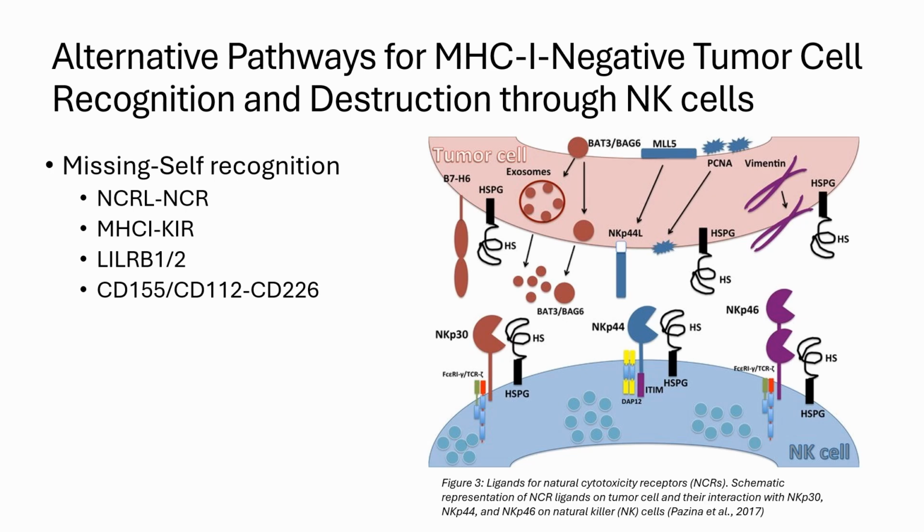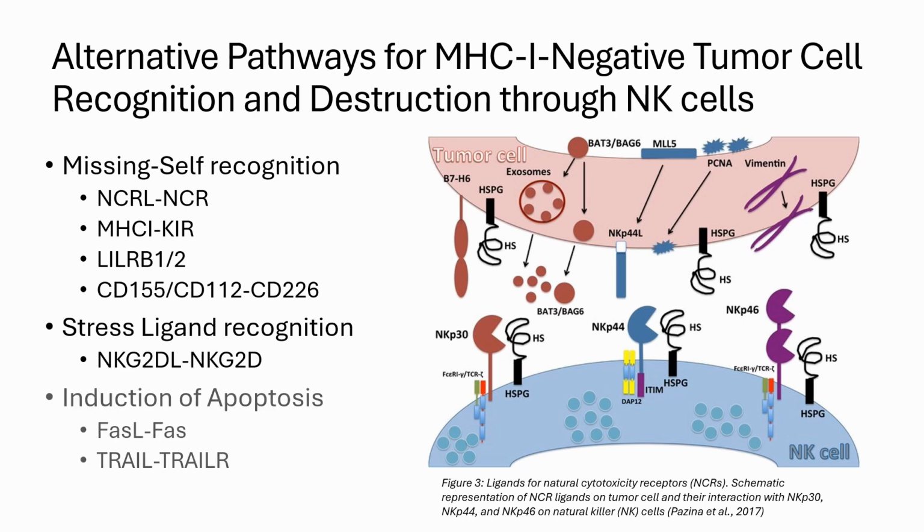Due to genomic instability and oxidative stress, tumor cells also express so-called stress ligands. NK cells recognize these via stress ligand receptors. Additionally, tumor cells express FAS and TRAIL receptors, which are activated by ligands on NK cells, leading to caspase-mediated tumor apoptosis.